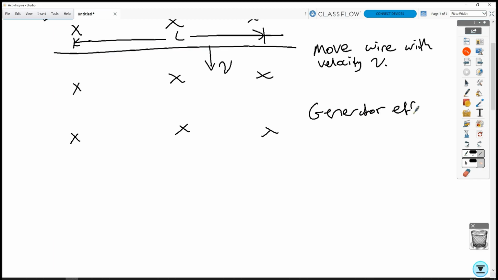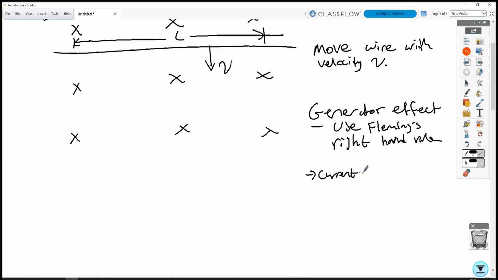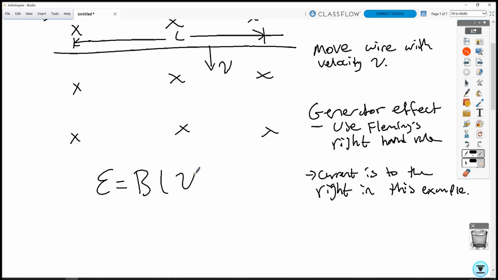So for the generator effect, use Fleming's right-hand rule. So current is to the right in this example. And the equation that links that is EMF is equal to BLV.